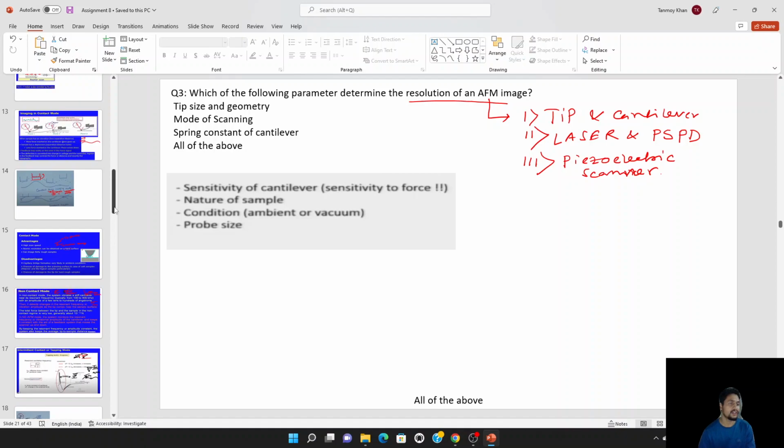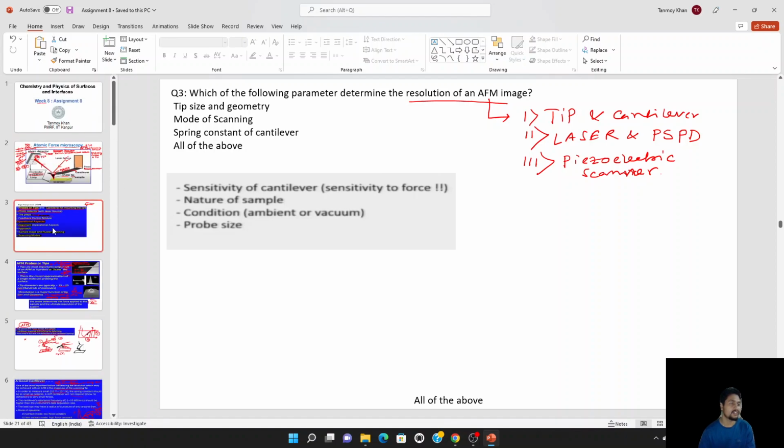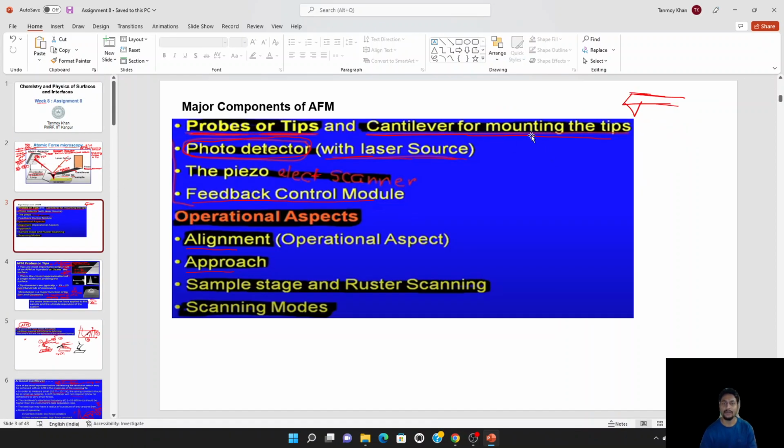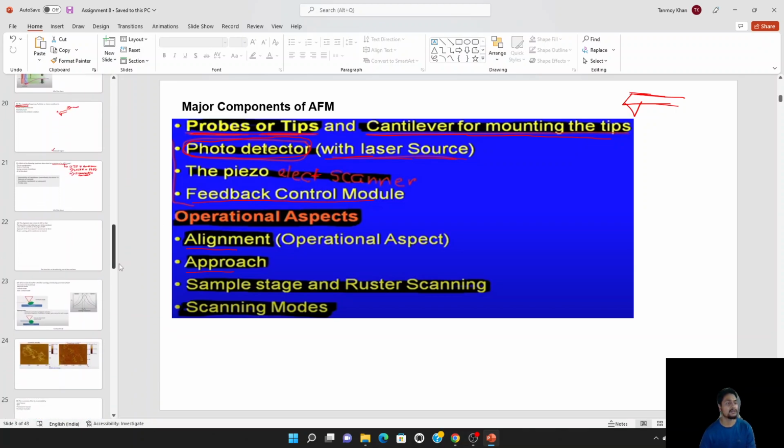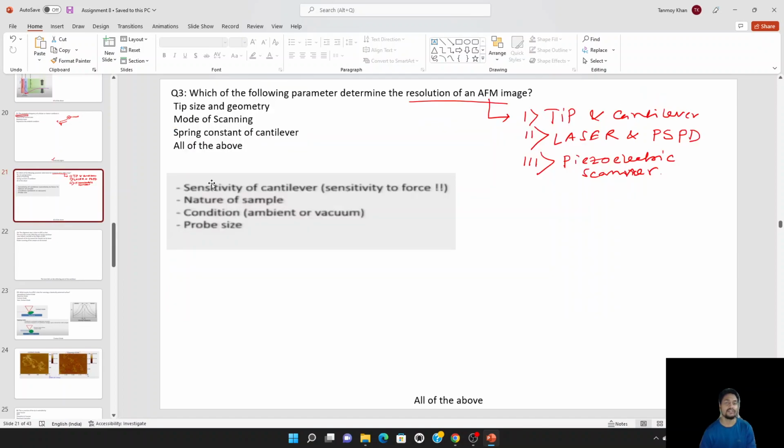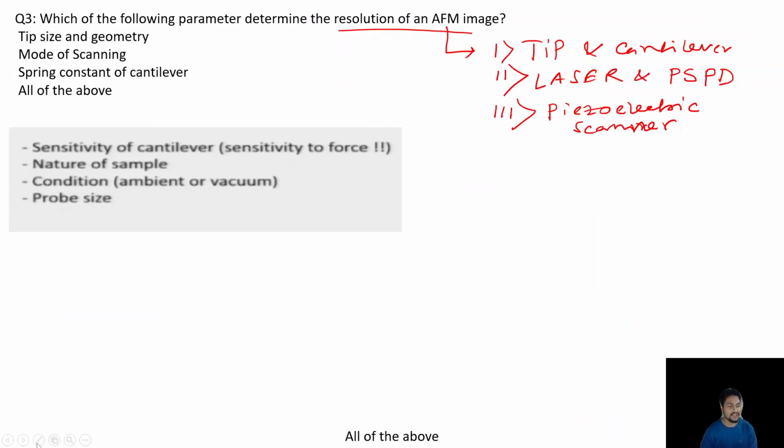Here you can see what the components are: probes or tips, the cantilever for monitoring the tips, a photodetector with a laser, the piezoelectric scanner, and the feedback control module. So these are the main parts of the AFM. Now, obviously, you know the tip size matters. The size of the tip.